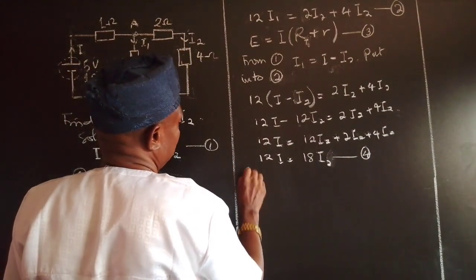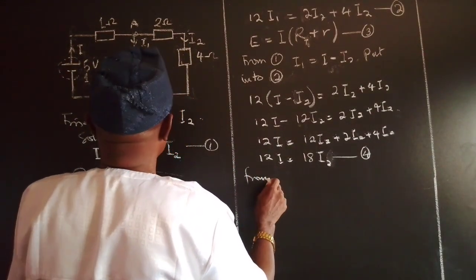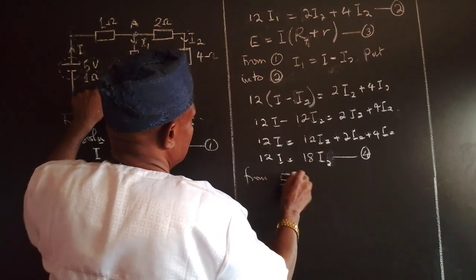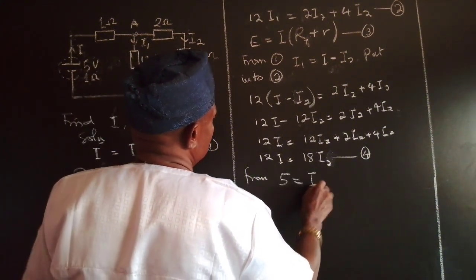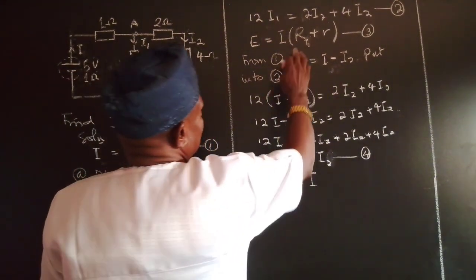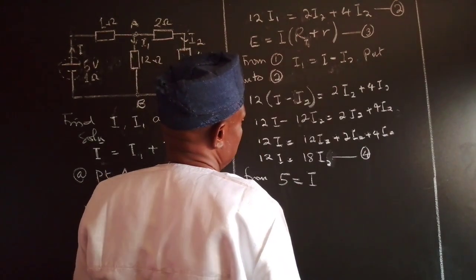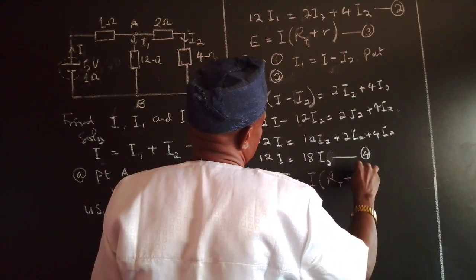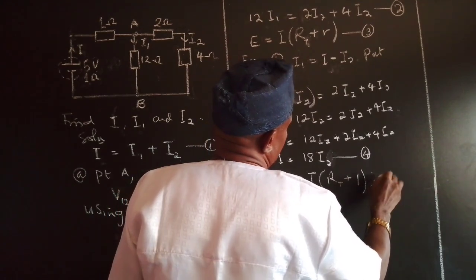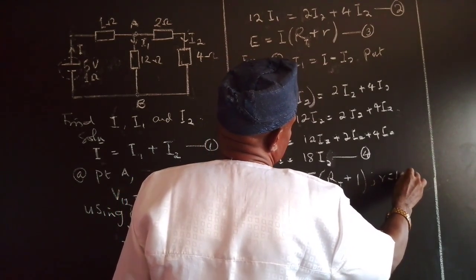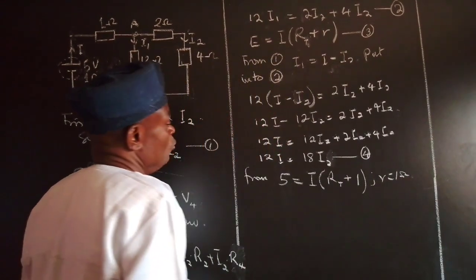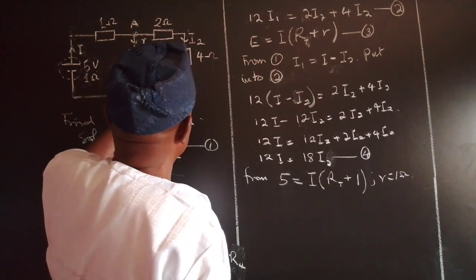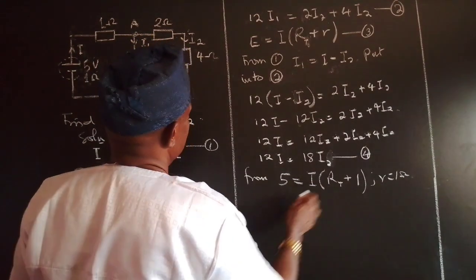Equation 3, electromotive force is 5. So our 5 is equal to, we have current, and then the total resistance, we need to know the total resistance. That's total resistance plus 1, because our internal resistance was given as 1 ohm. So let us find the total resistance.